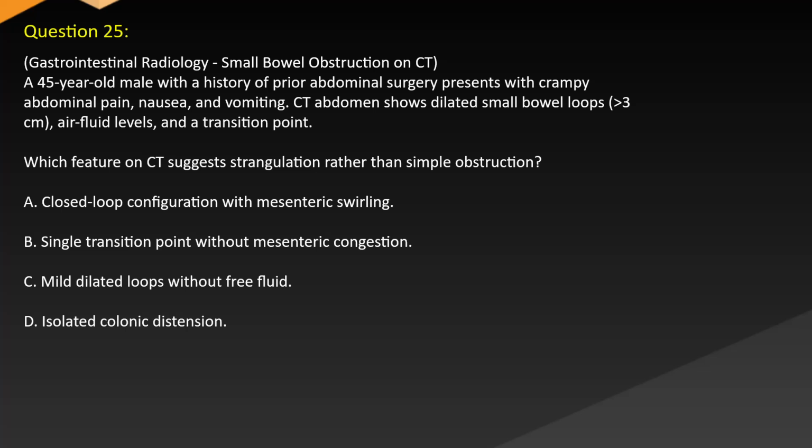Question 25. Gastrointestinal radiology. Small bowel obstruction on CT. A 45-year-old male with a history of prior abdominal surgery presents with crampy abdominal pain, nausea, and vomiting. CT abdomen shows dilated small bowel loops, 3 cm fluid levels, and a transition point. Which feature on CT suggests strangulation rather than simple obstruction?